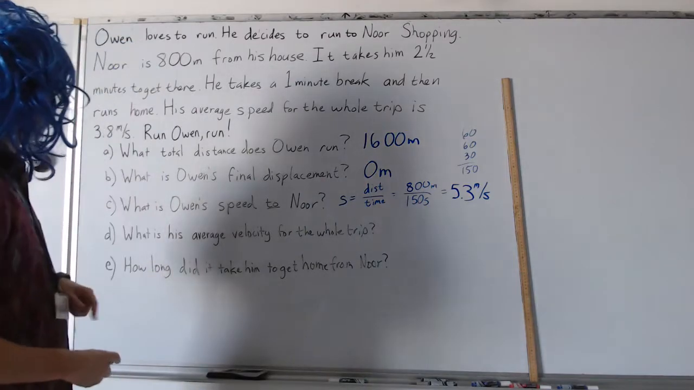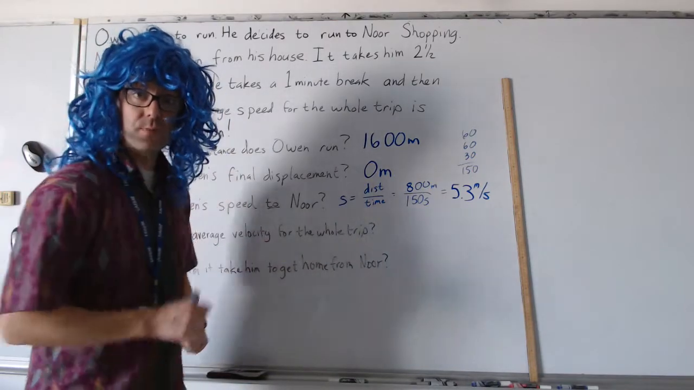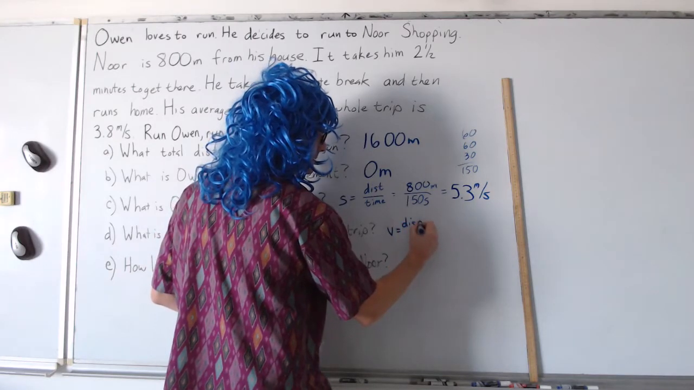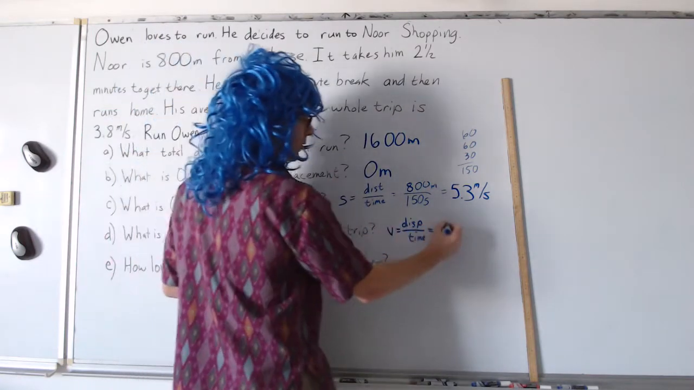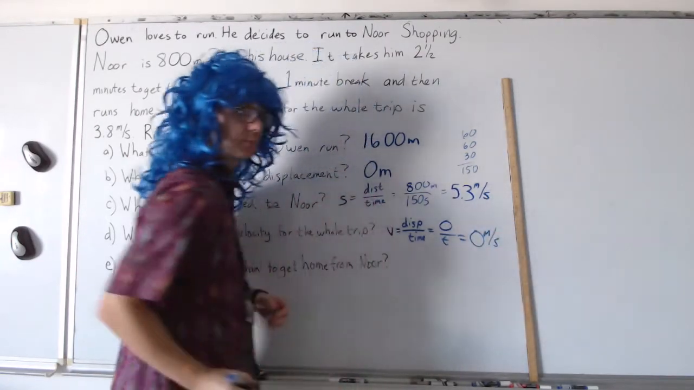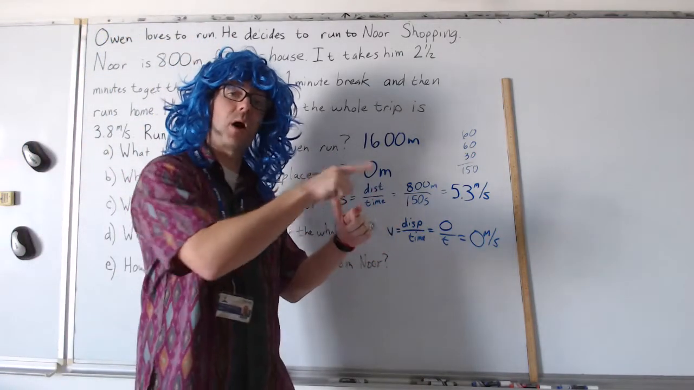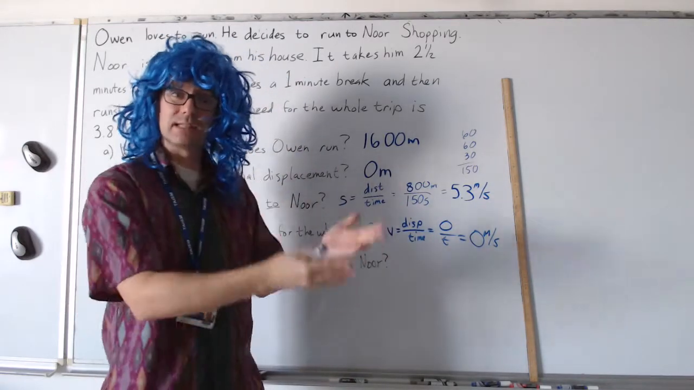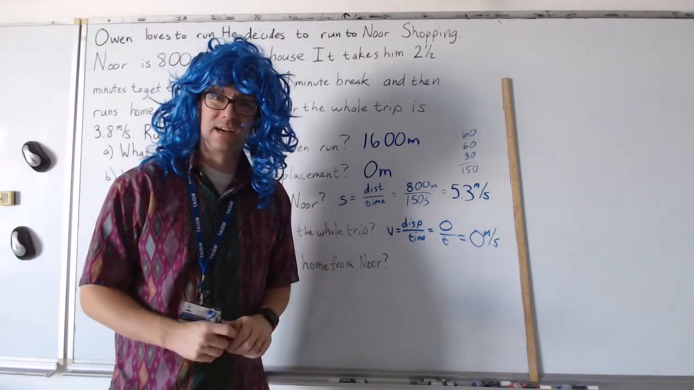Next question, what is his average velocity for the whole trip? You may remember that velocity is equal to displacement over time. His displacement for the whole trip was 0. So it doesn't matter what the time was, I'm going to get 0 meters per second. Remember, that's because when he runs one direction to Knorr, he has a positive velocity, and when he goes back to his home, that's a negative velocity. The positive velocity and negative velocity end up canceling each other out, and he ends up with a velocity of 0.